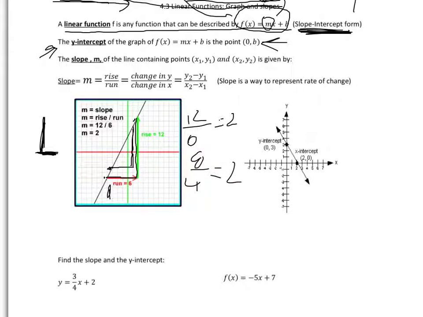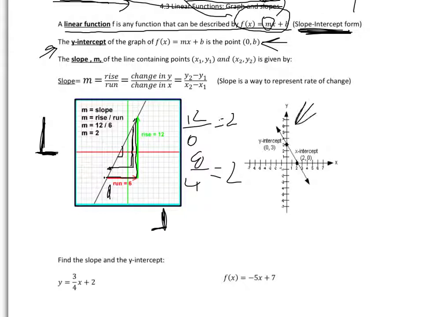So notice, it doesn't really matter what 2 points we pick on the line. If we go over 1, that is if we have a run of 1 and a rise of 2, we're always going to land back on the line. So here, if I go over 1 and up 2, we're back on that line. So slope is independent of point.